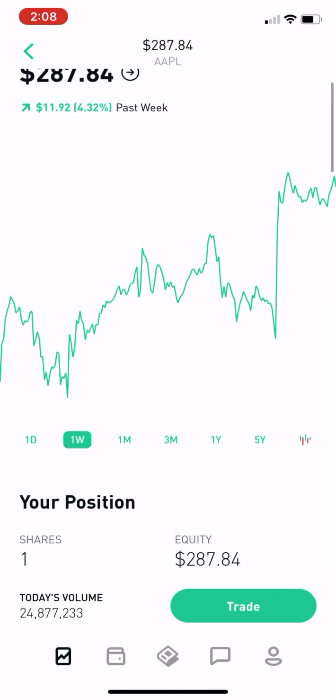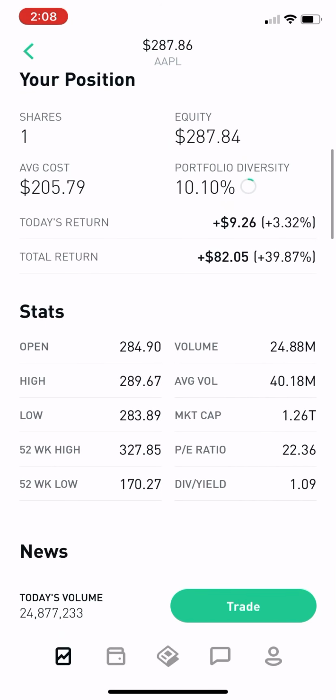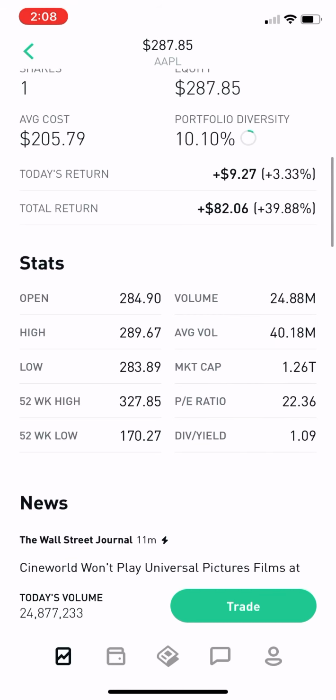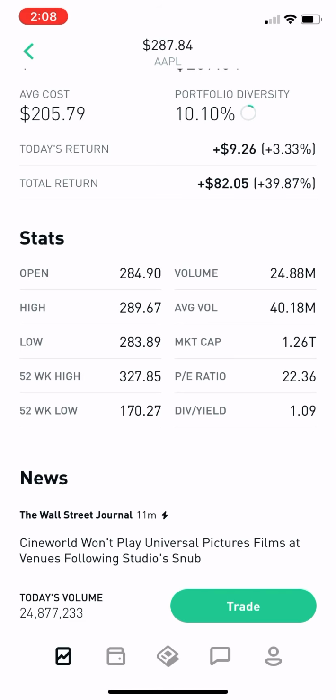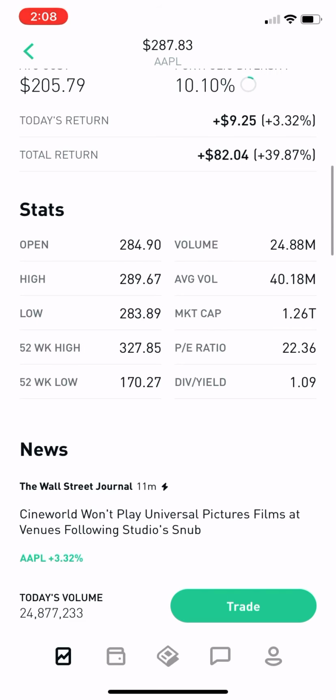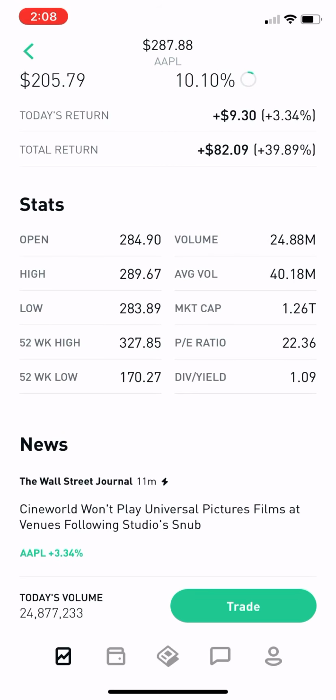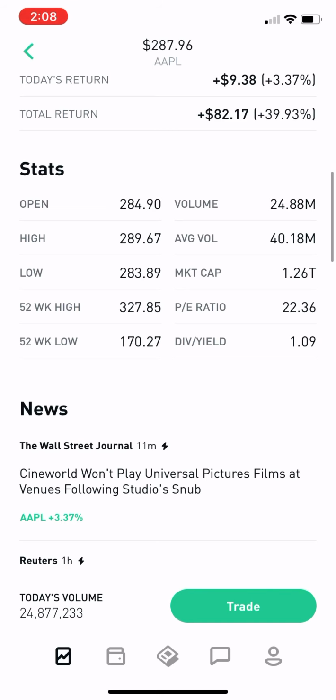So when researching a company on Robinhood, you can see the different statistics right here, like the price that the stock opened at, the highest price it was at today, and the lowest price it was at today. And right on the left side, you can see the 52-week high and low, which is basically the highest price the stock was in the last year and the lowest price the stock was in the last year. So it gives you a little bit of perspective on how much the stock price has been able to move in the last year.